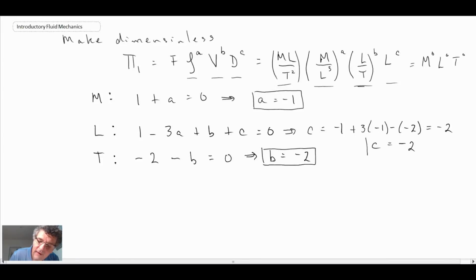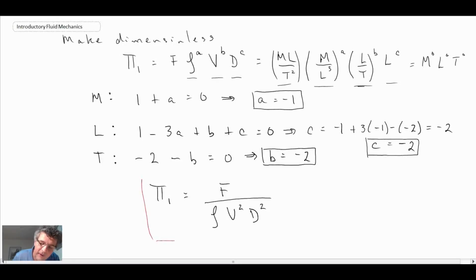And we get c is equal to minus 2. So the pi group, pi 1, the one with the force, turns out to be the following. We have force, and then density is to the power minus 1, so we have density in the denominator. Velocity is to the minus 2, so we have velocity squared in the denominator. And then the diameter is raised to the power minus 2, and so we have d squared. So that's what we get for our pi 1 group. And we'll check that, but that should be dimensionless.